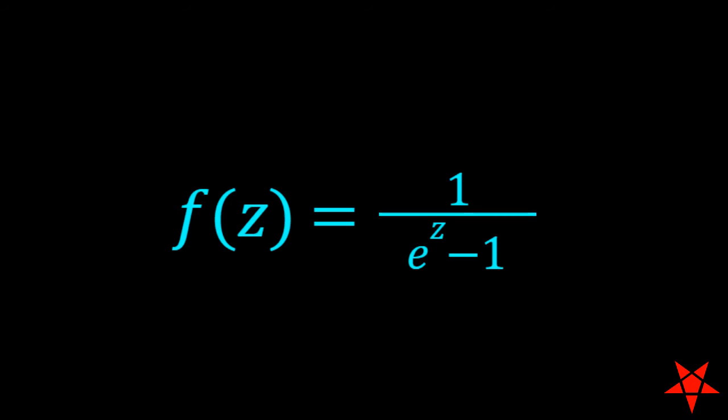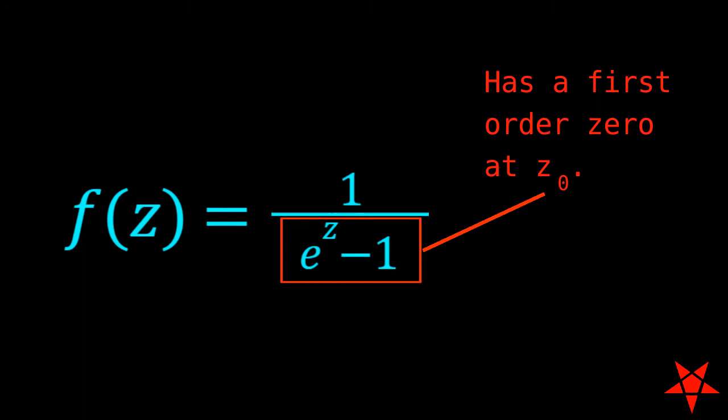Lucky for us, we established that e to the z minus 1 has a first order 0 at z naught equal to 0 when we worked on it in part A. Since f of z currently has that function in its denominator, the presence of a simple pole at z naught equal to 0 is a good bet.